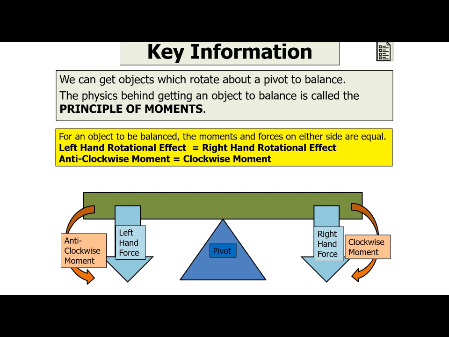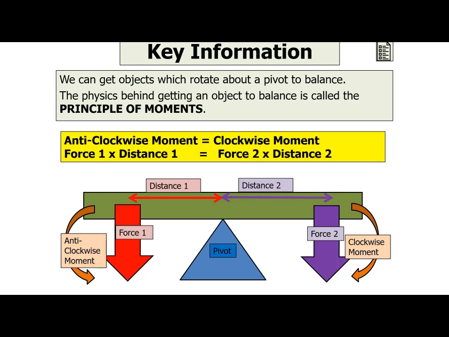So we can say the left-hand rotational effect equals the right-hand rotational effect, or the anti-clockwise moment equals the clockwise moment. Now we know that the moment is force times distance, so in this example we can say force 1 times distance 1 is equal to force 2 times distance 2.